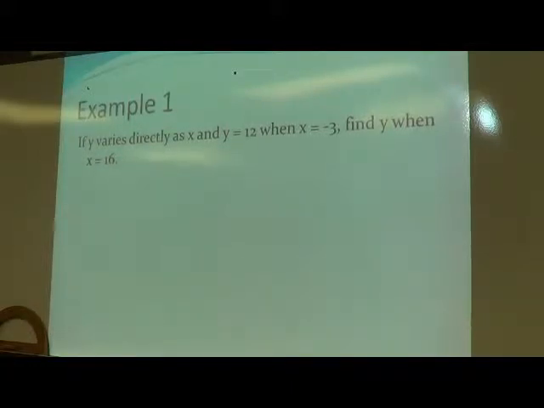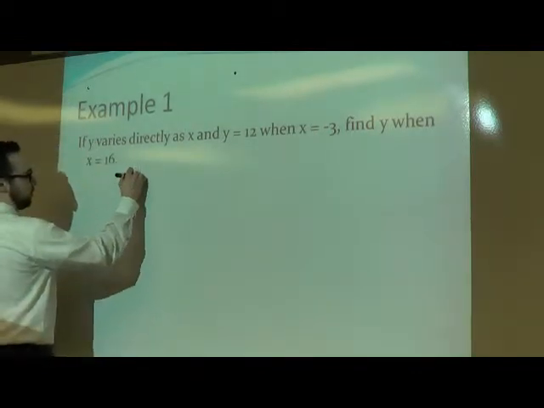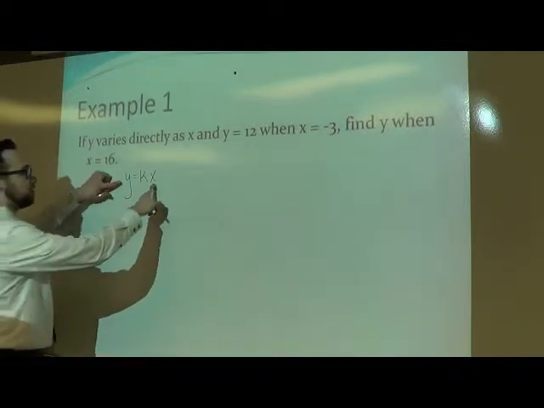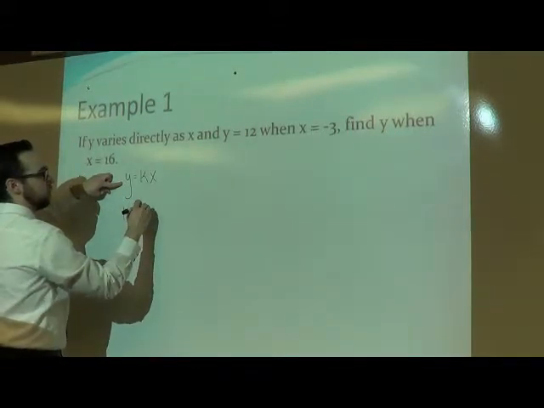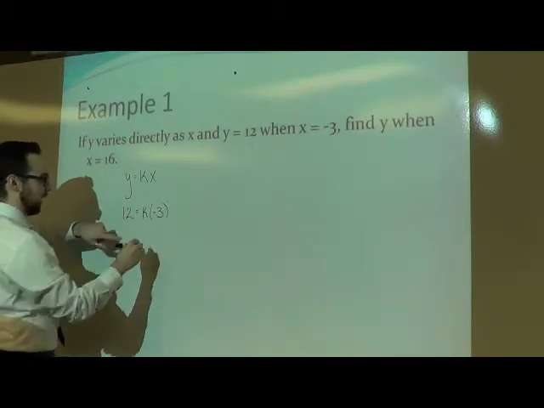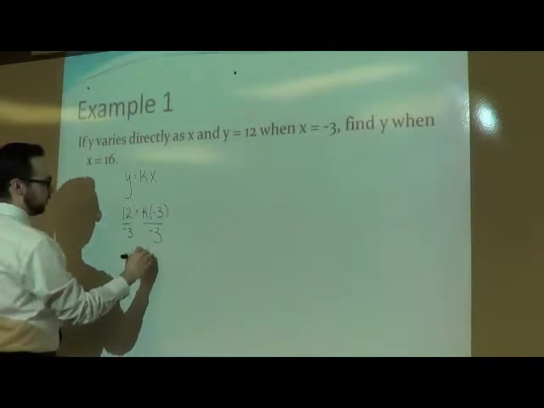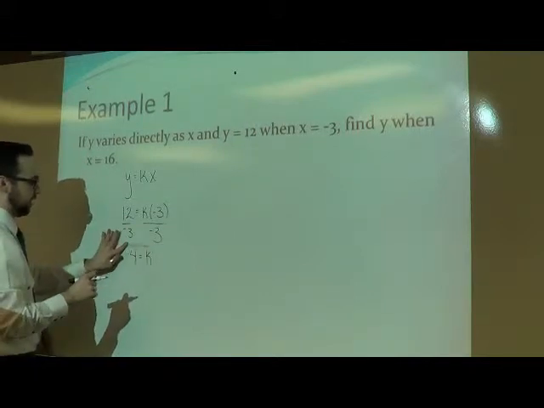So the first thing it says: if y varies directly as x and y is 12 when x is negative 3, find y when x is 16. We're going to use that equation, y equals k times x. The first thing you have to do is find k. So we plug in the y and x that they give us: y is 12 when x is negative 3. So we plug in 12 is equal to k times negative 3. We solve for k by dividing by negative 3, so we have negative 4 is equal to k.